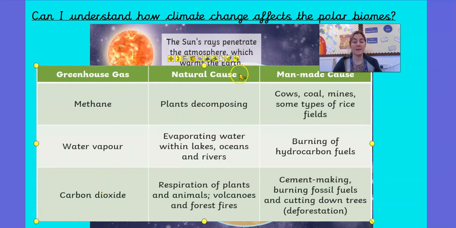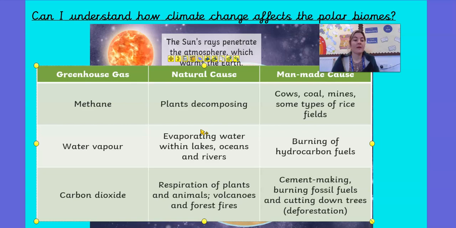We have got water vapour. The natural causes are water evaporating from lakes. Remember the water cycle, oceans and rivers. So water vapour is one of these gases that is finding it difficult to get out of the atmosphere because the layer is so thick. And then the man-made cause, the one that we've created that isn't natural, is the burning of hydrocarbon fuels. That might be petrol from cars and using gas to heat our homes and things like that.